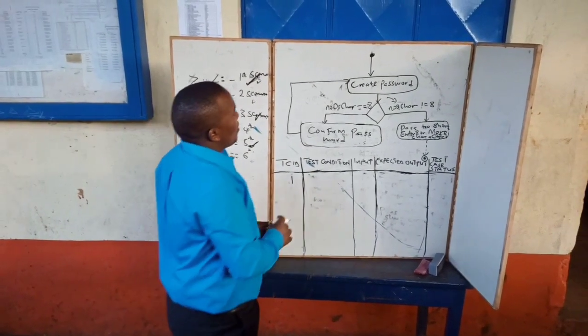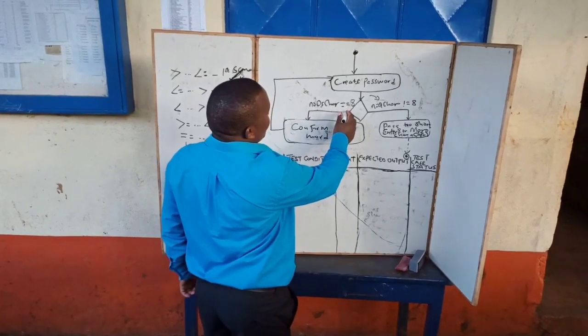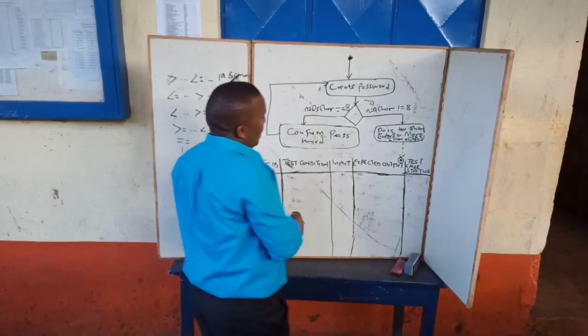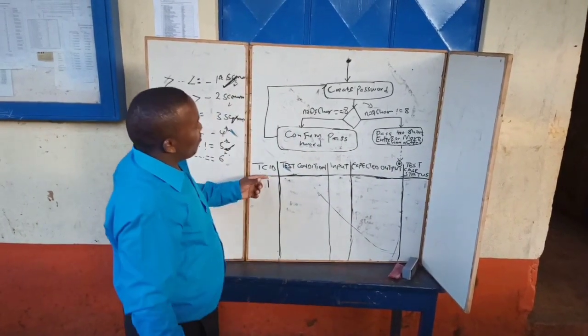The first condition, number of cal is equal to 8, and the second condition, number of cal not equal to 8. Let's generate output of this scenario.